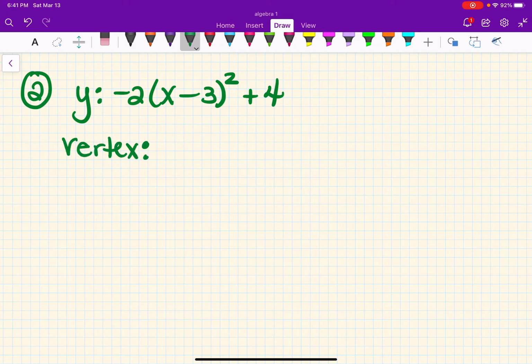What we have to remember, though, is that the X value switches signs. So it's not negative 3, it's positive 3 and 4. If you put negative 3 and 4, when you look at your table, you're not going to find that on there.